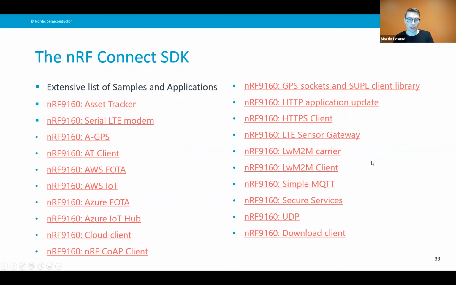And here's a long list of samples that are already in NCS now. To highlight some of them, we have the AWS IoT sample, support for Azure, Simple Cloud Client, nRF CoAP, MQTT Simple, Lightweight Machine-to-Machine, and HTTP application update to do application updates through HTTP. Also support for modem firmware updates, of course. And the sample I showcased was this simple UDP sample here.